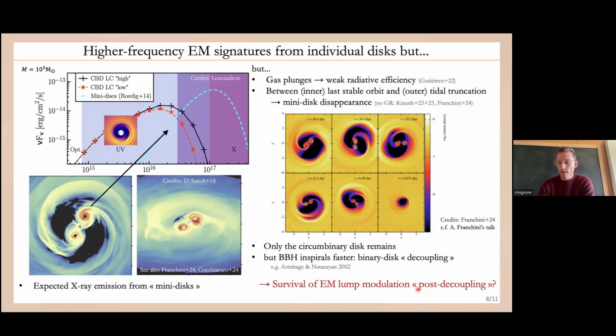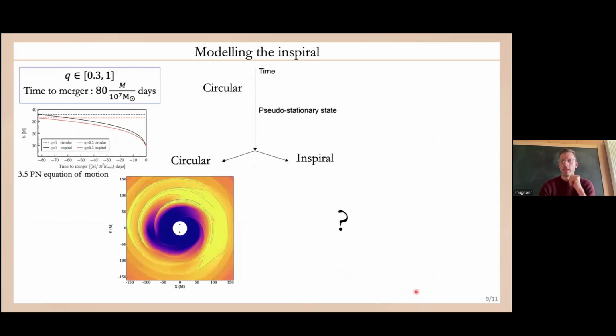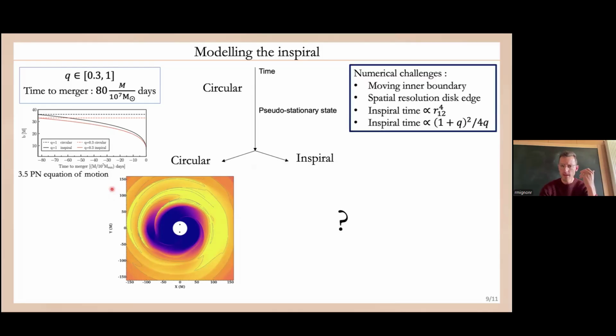And a natural question we can ask is whether the modulation due to the lump can actually survive in that particular case. So to do that, we run a first simulation in which we reproduce the circular orbit pseudo-stationary state. That's what you can see here on the left. And then we start from this state to restart the simulation, but triggering the inspiral motion, just like Alicia mentioned also in her talk.